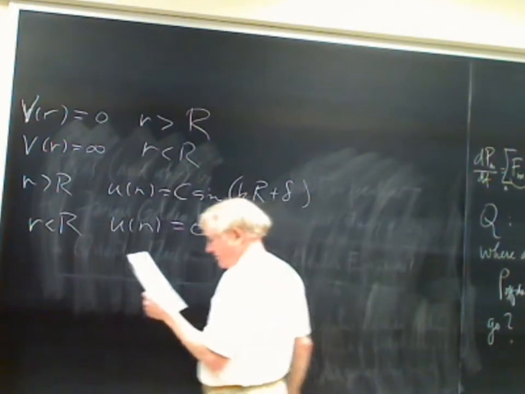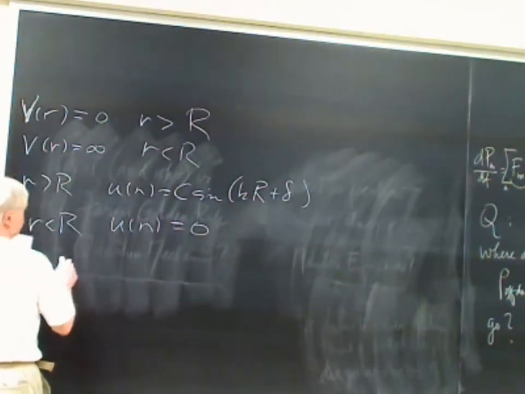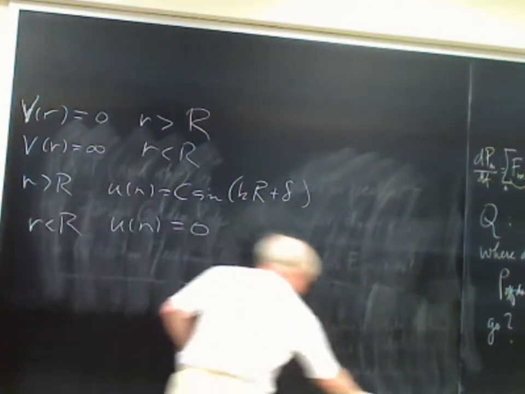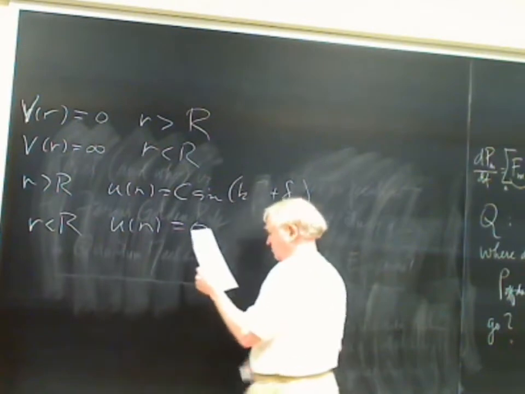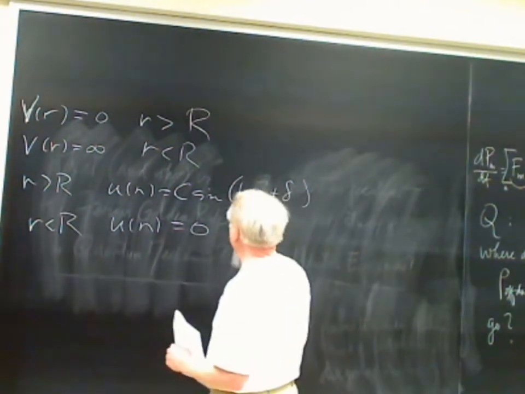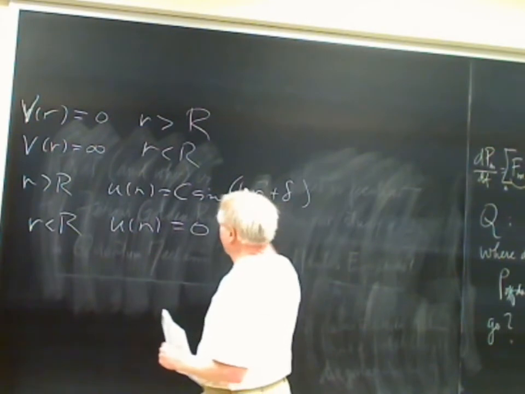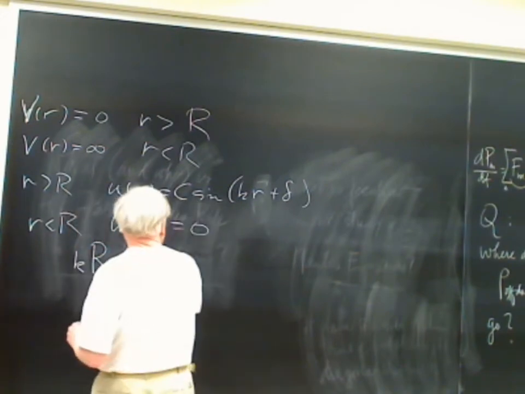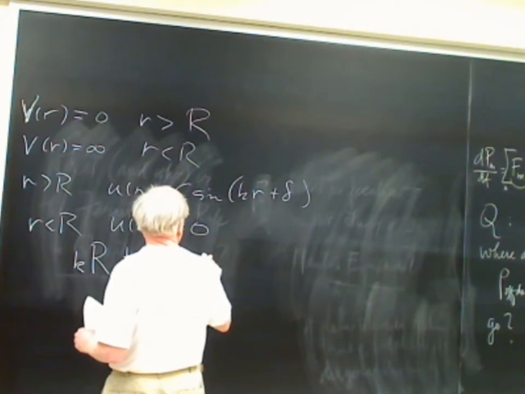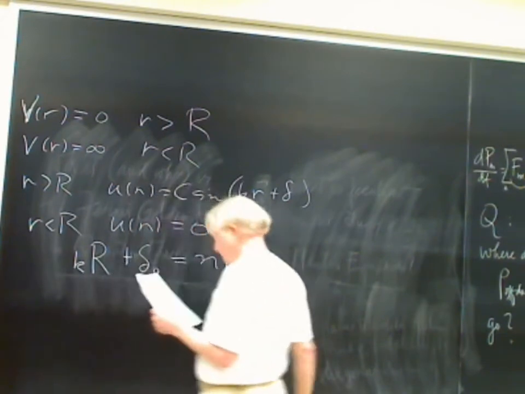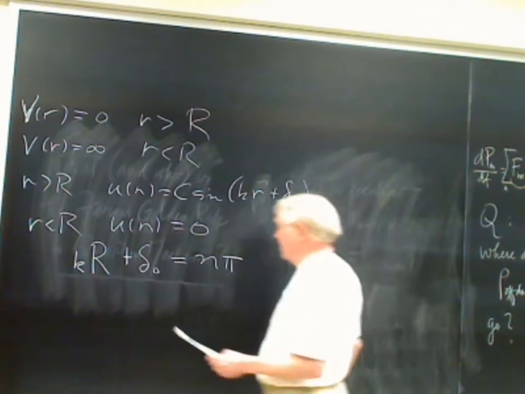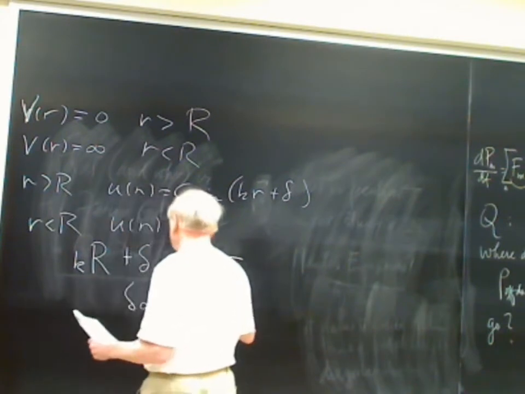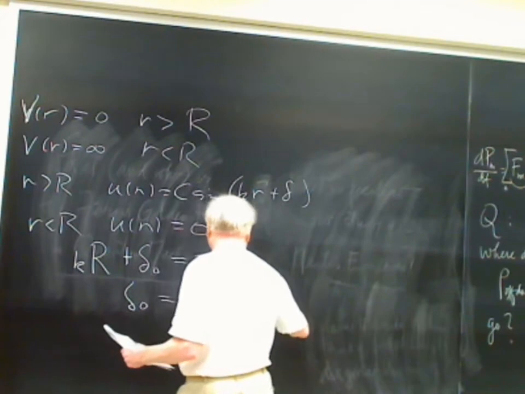So, what is the condition? The condition is that this wave function has to be 0. Sorry, this is supposed to be little r. That's actually a typo in the text I got this from. So what we want is K R, the radius of the hard sphere, plus delta 0 to be equal to n pi. And so for K sufficiently small, delta 0, in other words, is minus KR plus n pi.